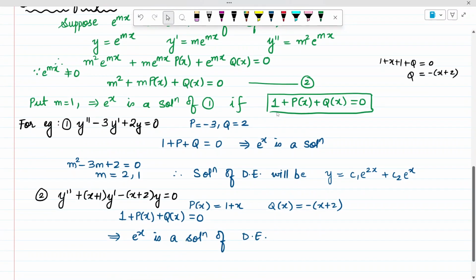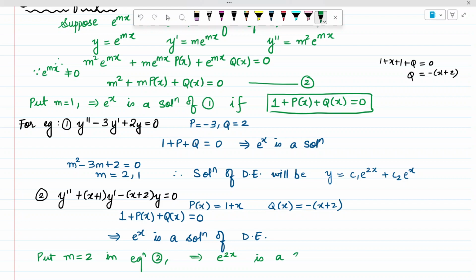Next, now what if e raised to x was not a solution? Let me put m equal to 2 again in equation 2. We are continuing with that derivation. I gave you an example for e raised to x. Now we are going to put m equal to 2. When I put m equal to 2, we are trying to claim e raised to 2x, because we started from e raised to mx, right? So e raised to 2x is a solution if, what will be the condition?